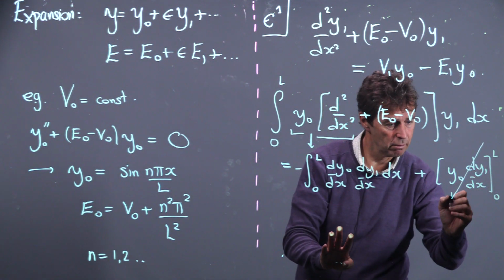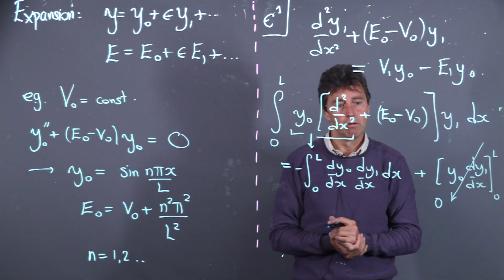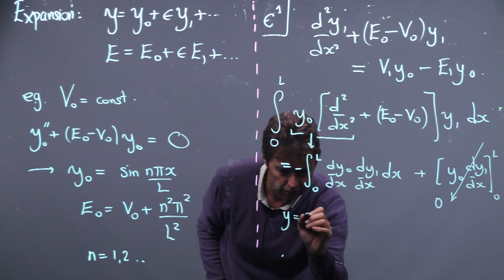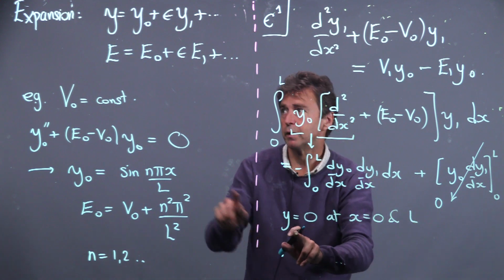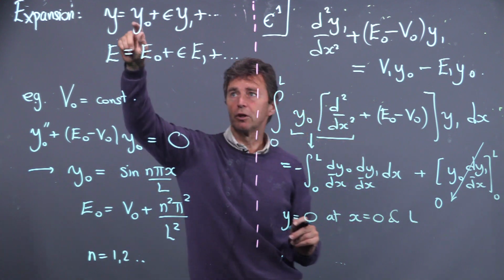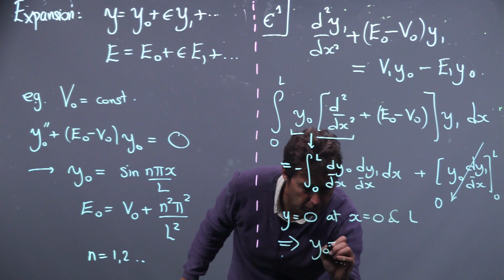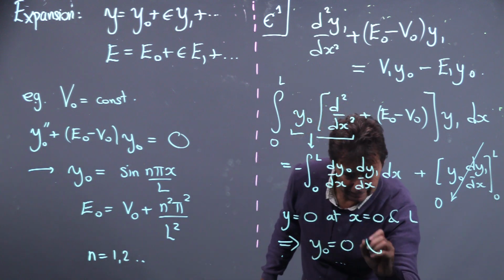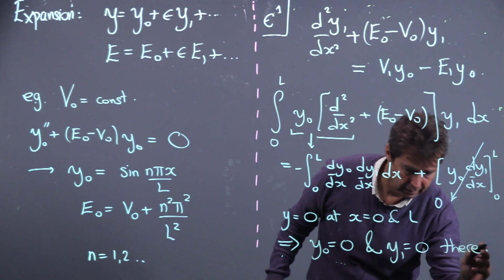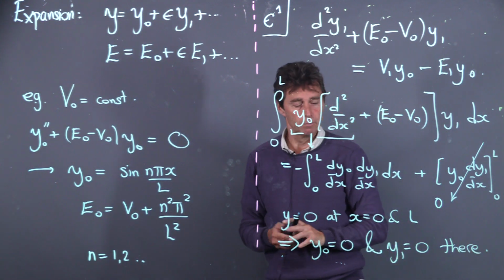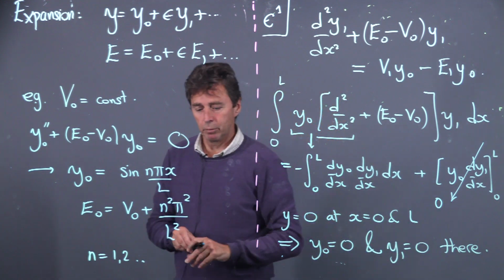Now that's 0, because y vanishes at 0 and L. So I've got that y is 0 at x equal to 0 and L. Now if I put my sequence, by the way, in there and do everything at the consecutive powers of epsilon, that tells me that y0 equals 0 at those 2 points, and y1 equals 0 at those 2 points. So that's actually what the boundary condition information tells me. So using the first of these here, I can get rid of that term. Now I can integrate that by parts again.